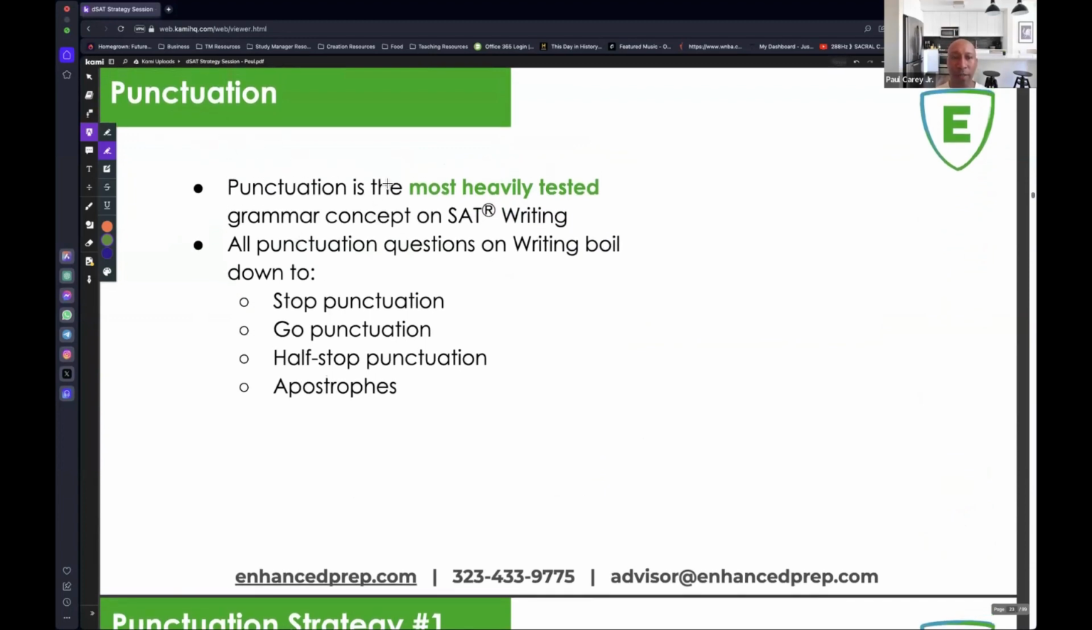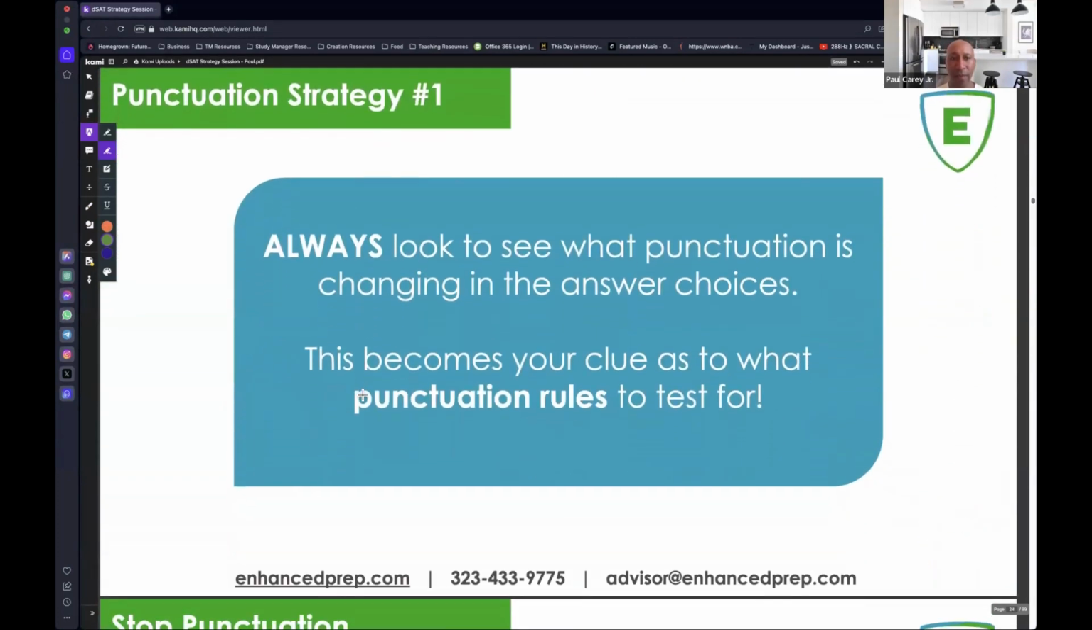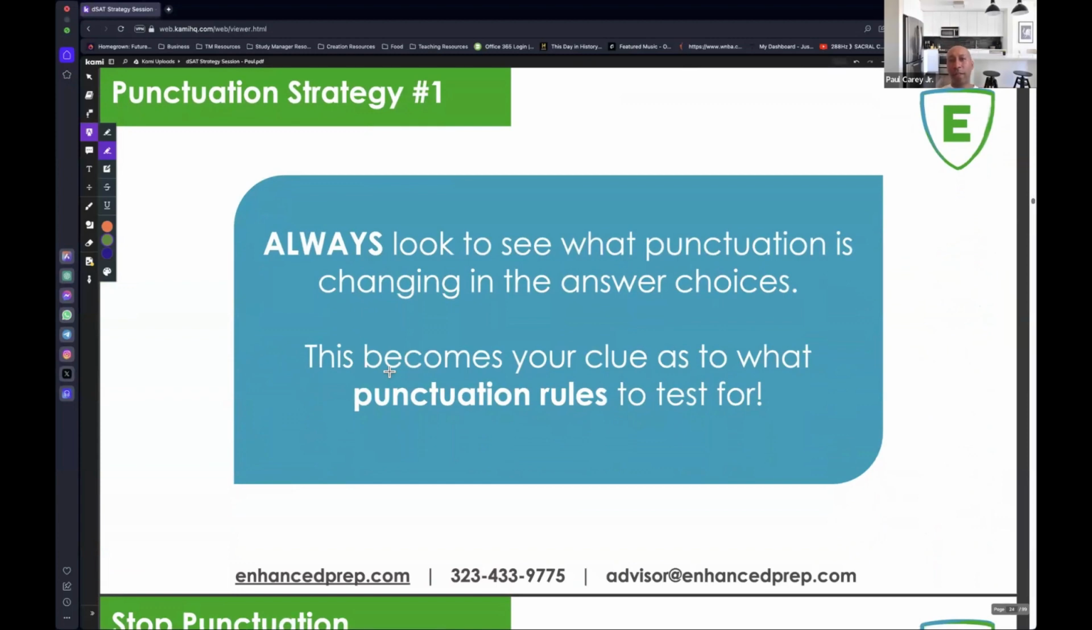As far as punctuation, punctuation is the most heavily tested area in the exam. Okay. So we want to make sure that we're using that to help us out. There are three different types of punctuation. There's going to be stop punctuation, go punctuation, and half stop punctuation. And then there are also going to be apostrophes as well. Okay? And we'll talk about how to work through these different types of things. So now that we've talked about the exam, let's get into a little bit more of the content and strategies.